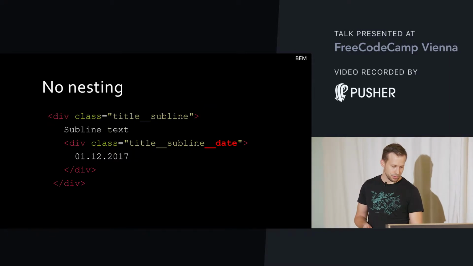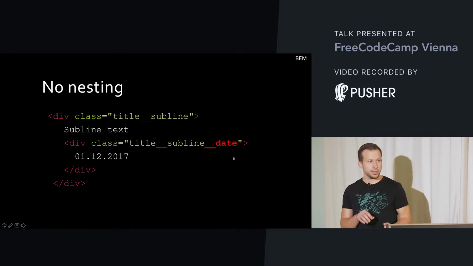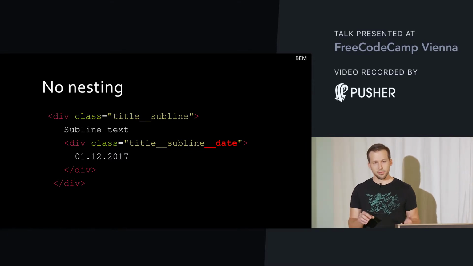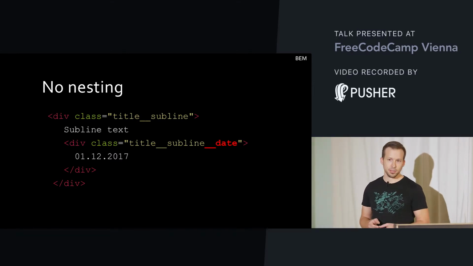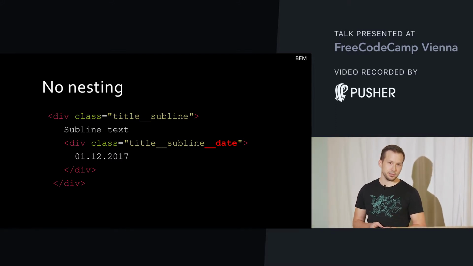So what you shouldn't do is, I said it before, you shouldn't nest these element selectors here. For example, subline and date. Because what you're doing is you're coupling your HTML with your CSS code. You couple the structure of your HTML with your CSS code. When you're doing such a thing, most likely you would like to introduce a new block. For example, in our case, a date block, which could be reusable somewhere else. It's a much better idea.